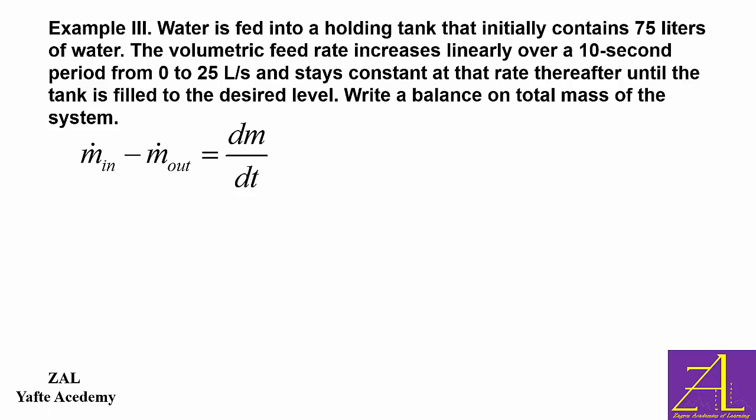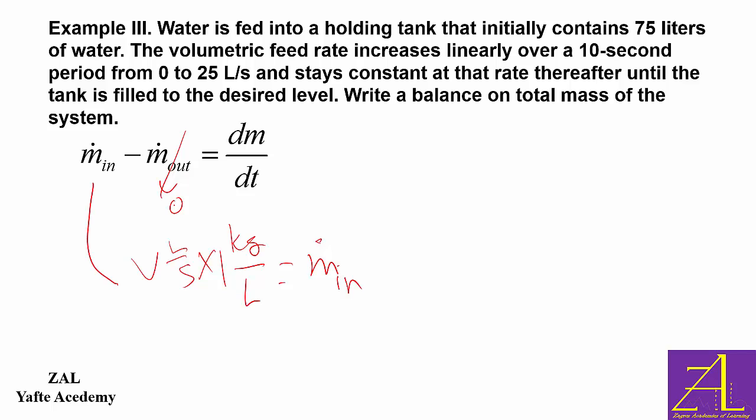In example 3, although the system is semi-batch, it has been assumed as a continuous transient with zero output. Therefore, this term has been assumed 0 and m in would be equal to V liter per second times 1 kilogram per liter, which is the density of water, and this would be m dot in that will go in the equation here, as shown with the solution in the lecture note.